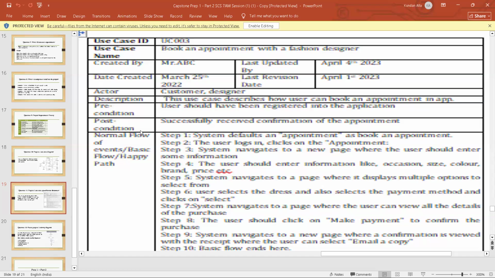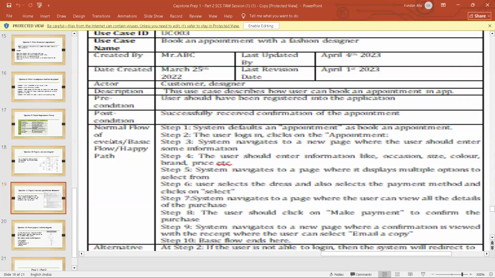Okay, so coming to the post condition, what is the post condition? Successfully received confirmation message of the appointment. Okay, so this is the post condition. So by seeing all these conditions or use case description, developers will be developing the application.